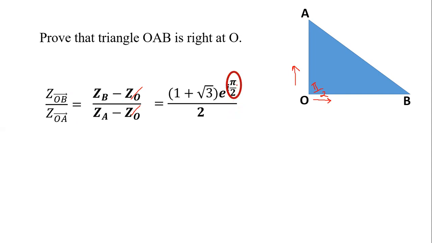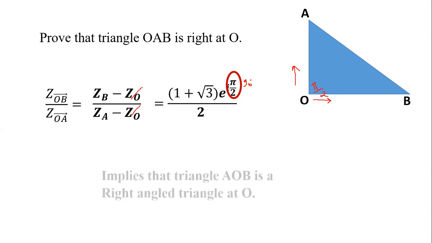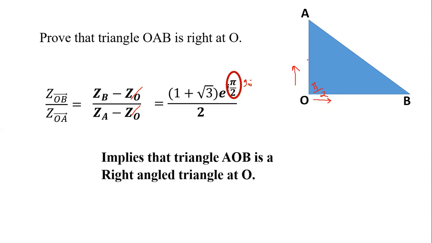Pay attention, we found pi over 2, so the argument here is pi over 2 which is equal to 90 degrees. So we can say the two sides OA and OB are orthogonal to each other and consequently the triangle OAB is a right angled triangle.